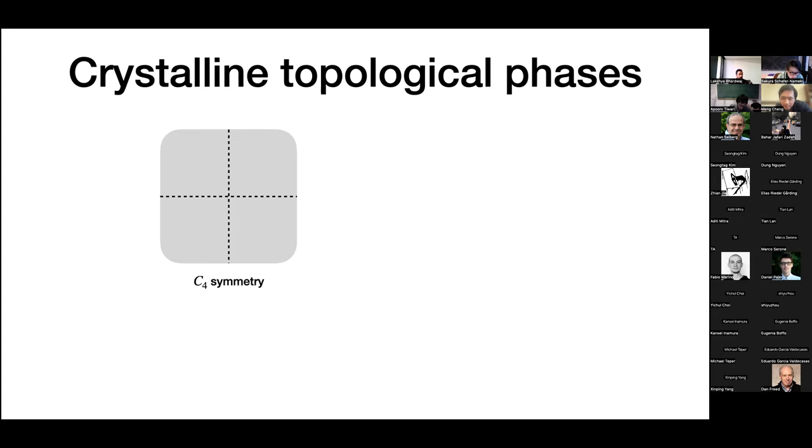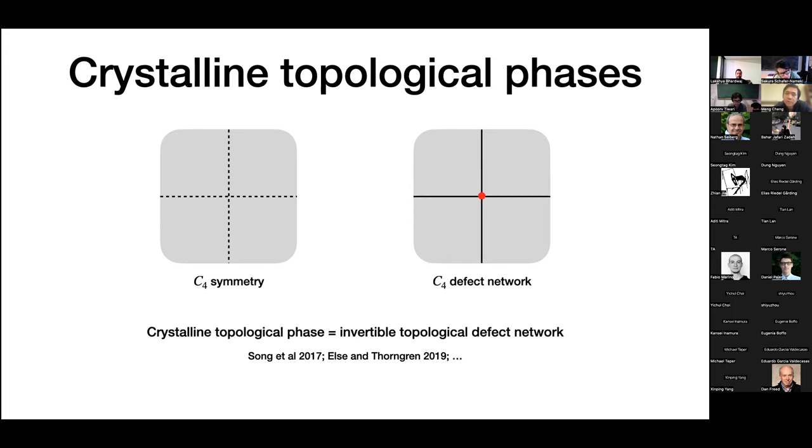So this is somewhat different from the case of internal symmetry, where we are very accustomed to thinking about background gauge fields of internal symmetry. It's at least less familiar to think about a background crystalline gauge field or crystal symmetry. But it turns out that we don't actually have to think about it in terms of a background gauge field, since there's a picture of a crystalline topological phase in terms of a static defect network. So here I showed what a defect network looks like.